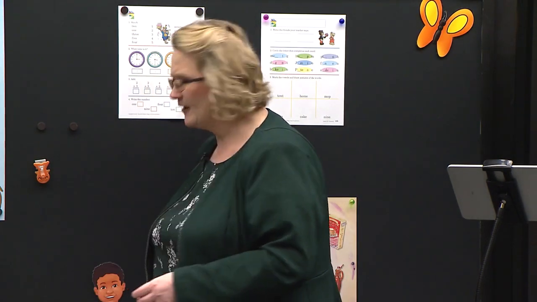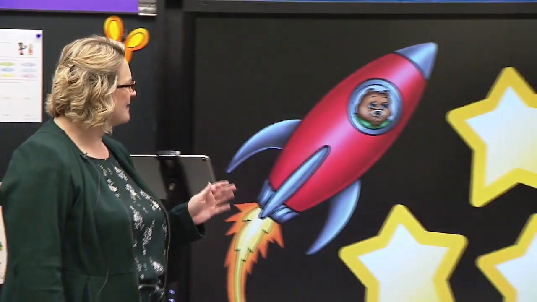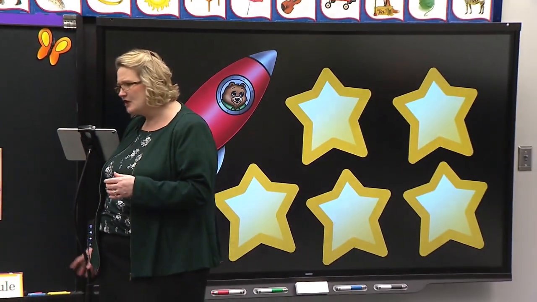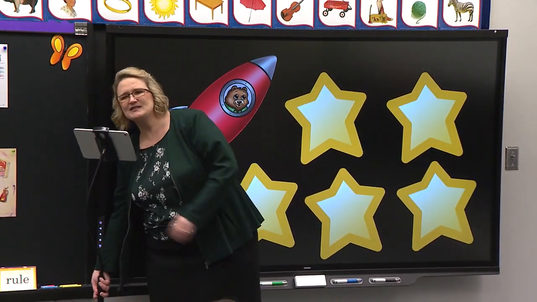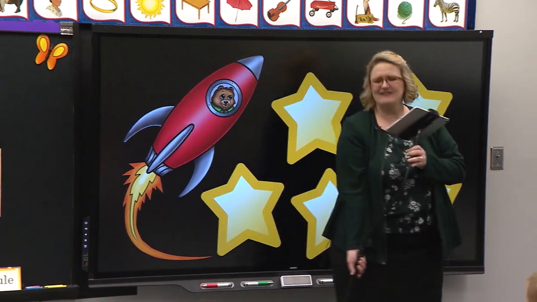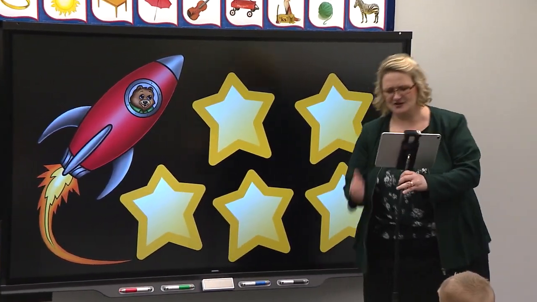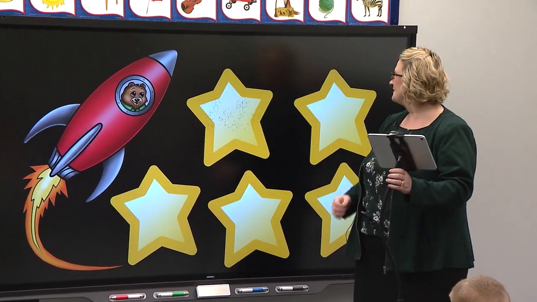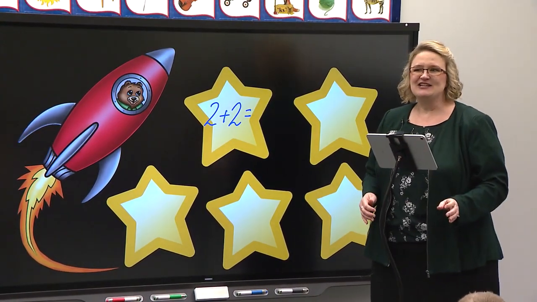Let's look over here. It looks to me like that bear was able to blast off into outer space, but do you see anything on the stars? Maybe we need to figure out why we don't see anything on the stars. So let's see. Read the combination. Give the answer.